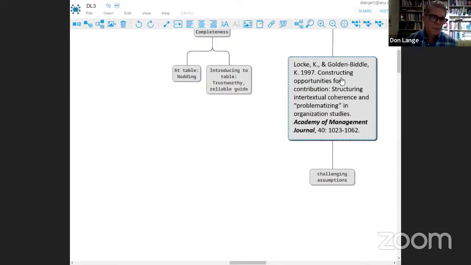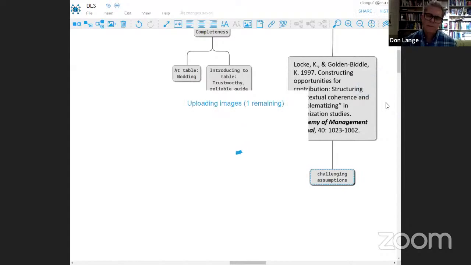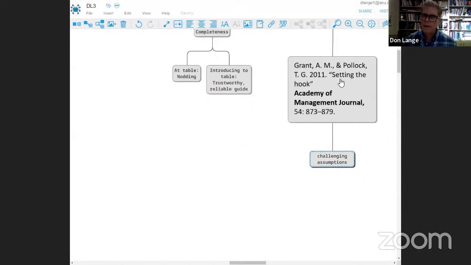Locke and Golden Bidwell in this article in AMJ, they've talked about it. You're going to hear this term a lot, but they called it problematizing literature. And let's see, Grant and Pollock, from the editor letter in the Academy of Management Journal. Well, they said, yeah, you need to challenge assumptions.